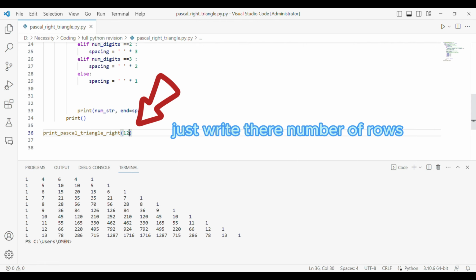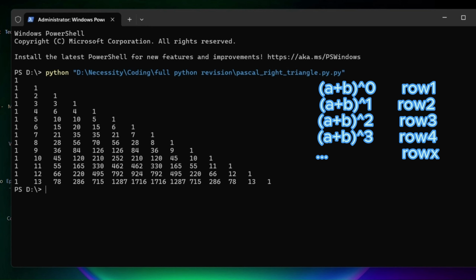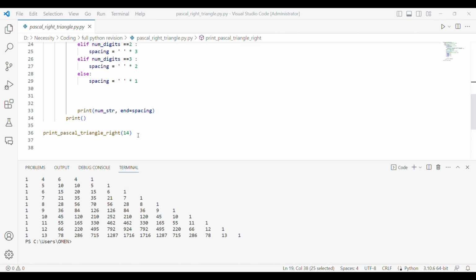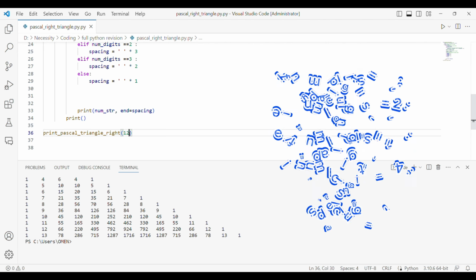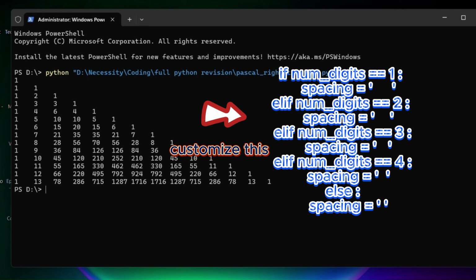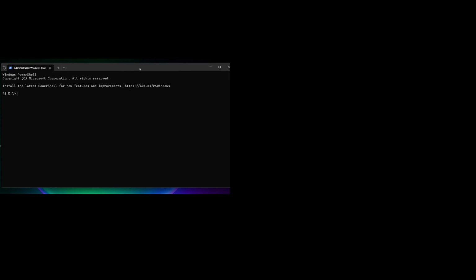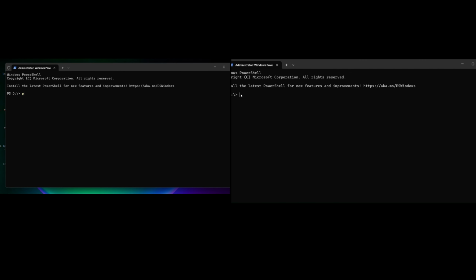Remember, one row corresponds to the power of 0, 2 rows to the power of 1, and so on. So if you're looking at the power of 20, you should write there 21 rows. And remember, if you're dealing with huge numbers, you can customize the if statement's number of digits and spacing. And there you have it, right and isosceles triangles.